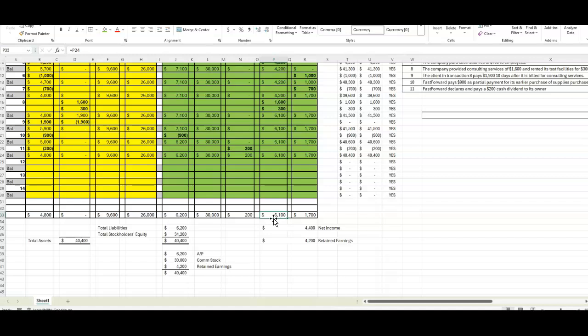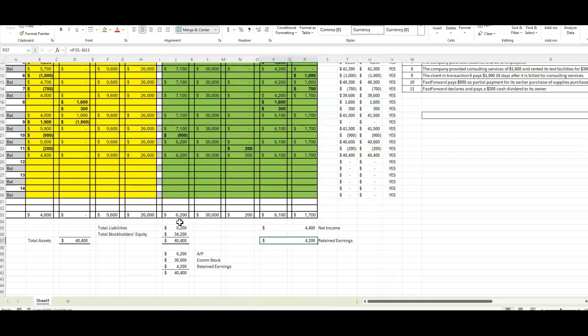Expenses, revenues, and dividends are all what are called nominal or temporary accounts. They're closed at the end of the year when we do our financial statements. So our first financial statement would be the income statement showing net income of $4,400. Our next statement would be the statement of retained earnings, which shows a balance of $4,200 at the end of the year in retained earnings, and that is a permanent account too.